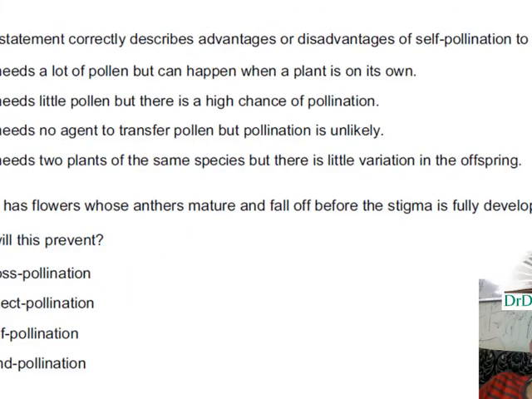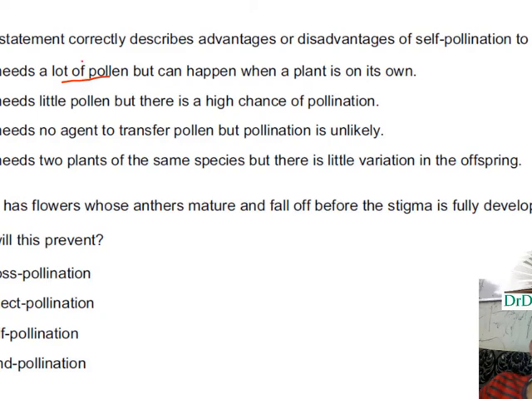And let's see the next question: which statement correctly describes advantages or disadvantages of the self-pollination of a plant? Option A is it needs a lot of pollen. Yeah, in self-pollination there is not the need of a lot of pollen, there is the need of less pollen grains. Okay, and it can happen when a plant is on its own, meaning it does not need any external factor.